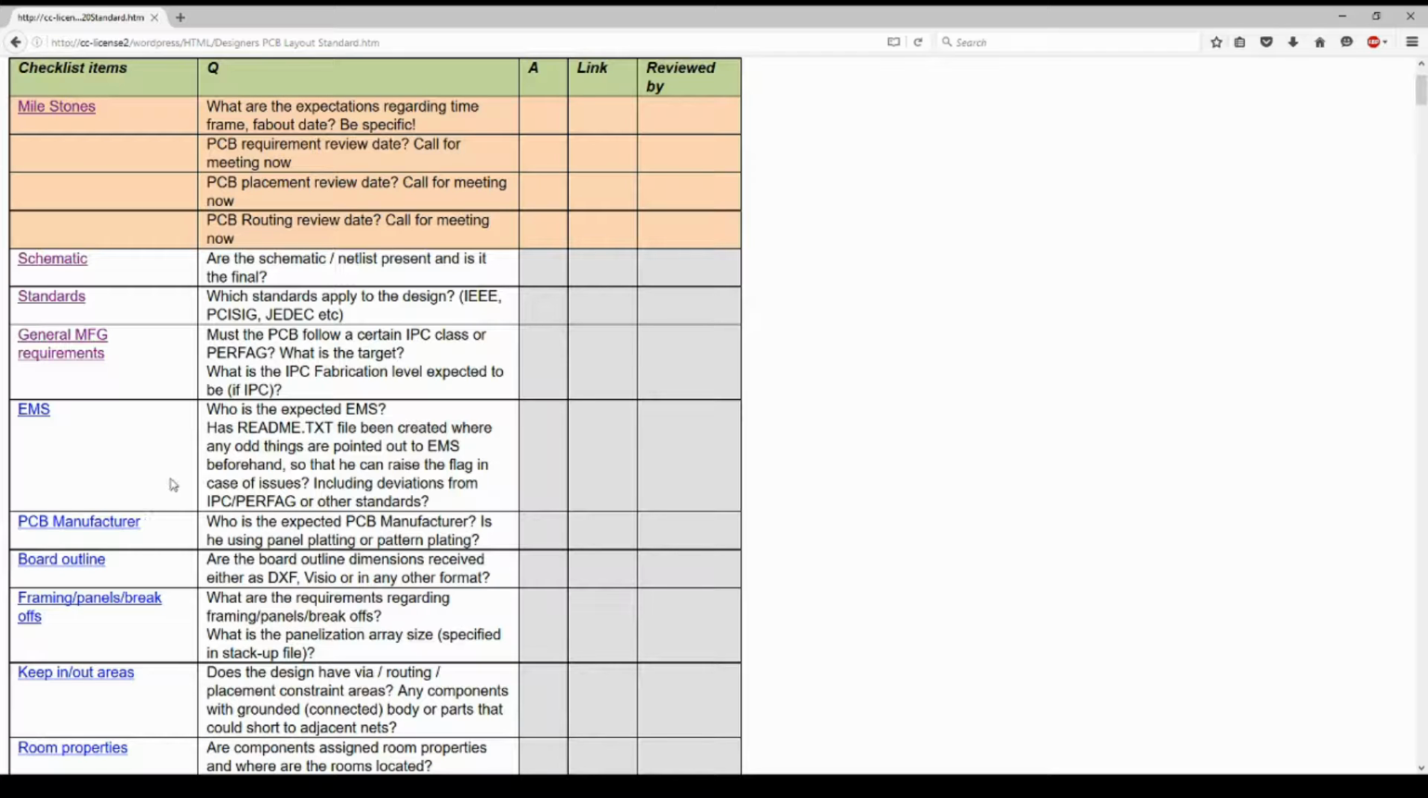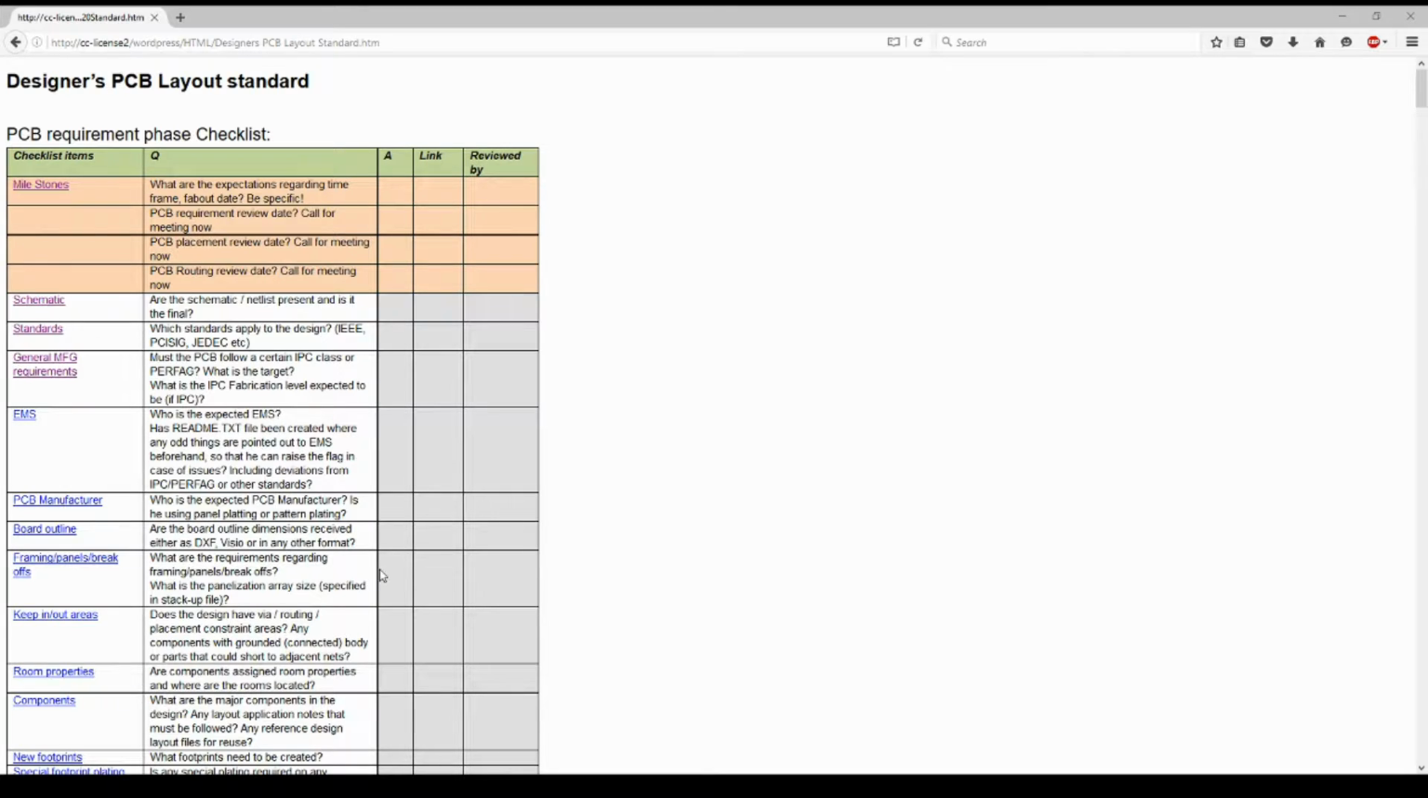Next line is about the general manufacturing requirements. Now when we do a layout, we have to be aware of how this is going to be manufactured, because we can do some constraint setups that will not be acceptable either by the PCB manufacturer or the EMS. So getting an understanding of what sort of requirements should be set, how we can constrain the layout from the start is very important. It would be a waste of time to start a layout and find out that this is not possible.